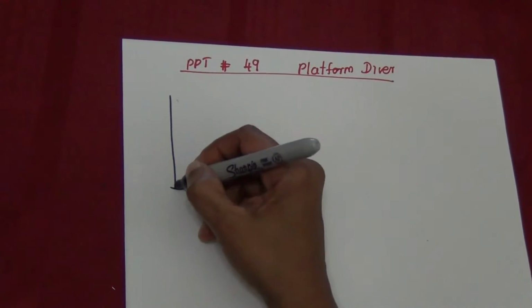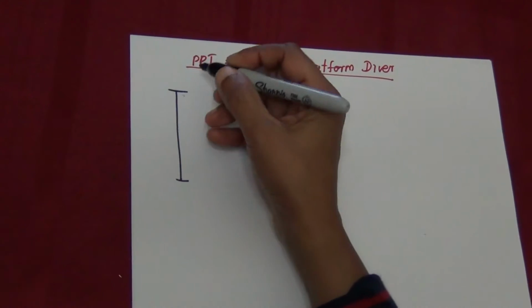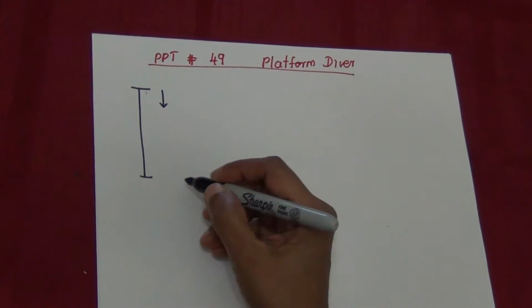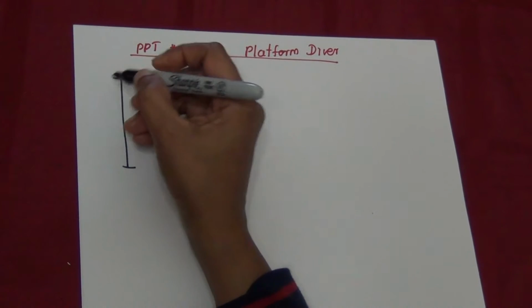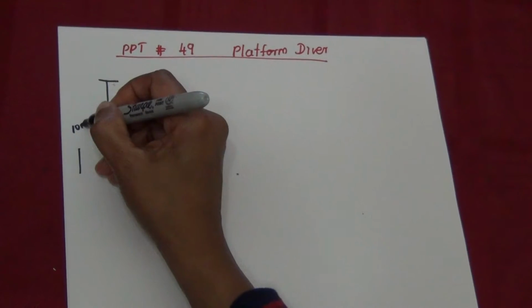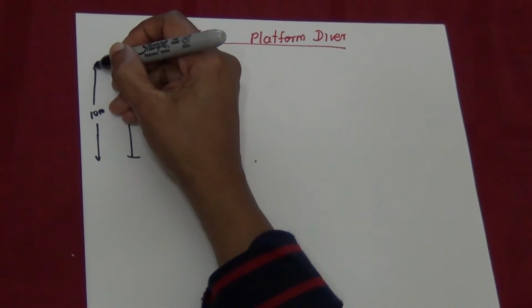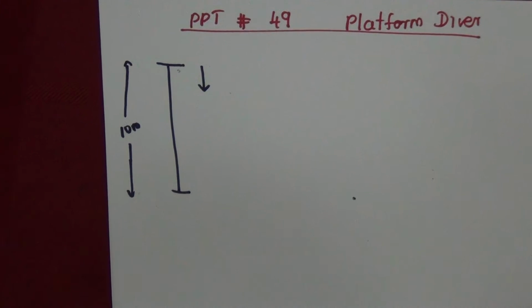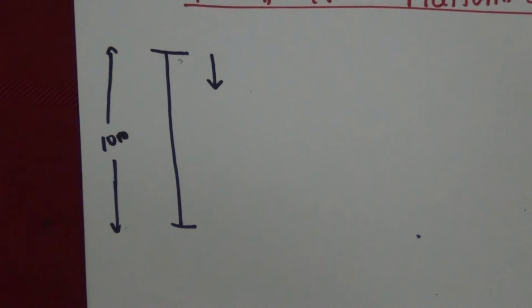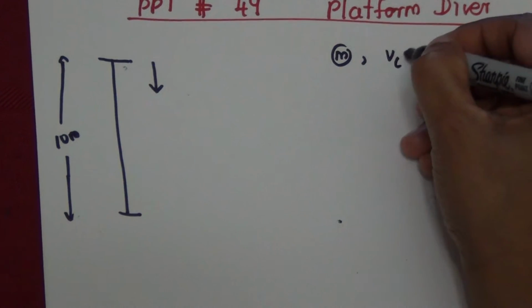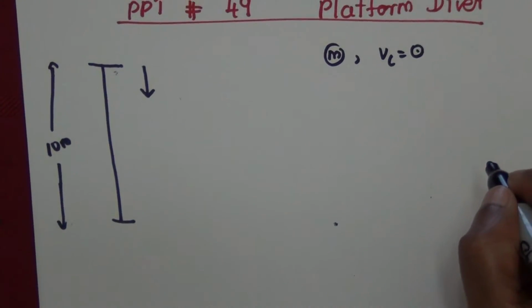There is a diver who is climbing from here to the top, right? And then he is diving downward. So this height is 10 meters, right? That is given. That's the only thing given. And another thing given is a diver of mass m. So his mass is m, and he drops from the board. So V initial is going to be 0, right?